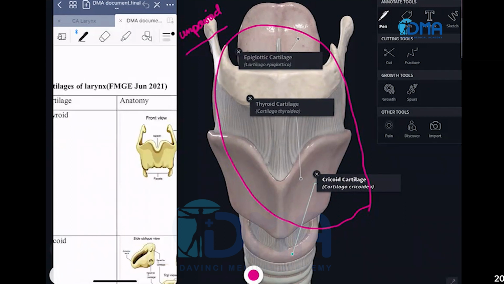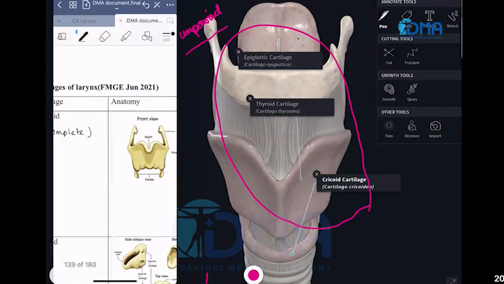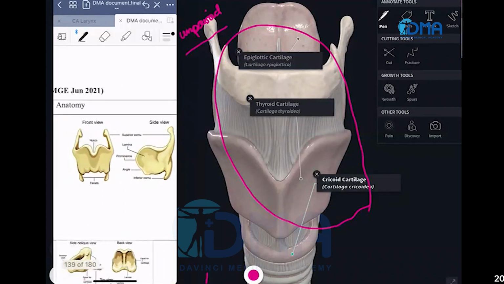First, we'll start with thyroid cartilage. If you have an unpaired cartilage, the first thing you have to think of is whether it is a complete cartilage or an incomplete cartilage. Thyroid cartilage, whether it is complete or incomplete. It is an incomplete cartilage. Just look, this is an anterior view. This is a lateral view. These are the two views of thyroid cartilage.